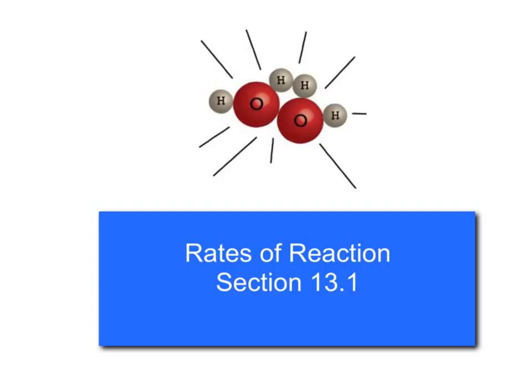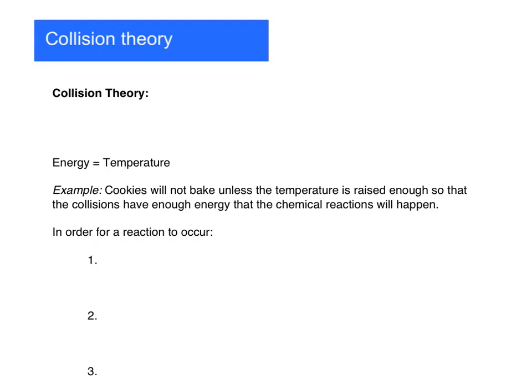Today we're going to start our discussion about reaction rates, which is essentially kinetics in chemistry. So we're going to talk about what kinetics means and what things have to happen in order for a reaction to occur. Okay, so the basis of this section is collision theory.